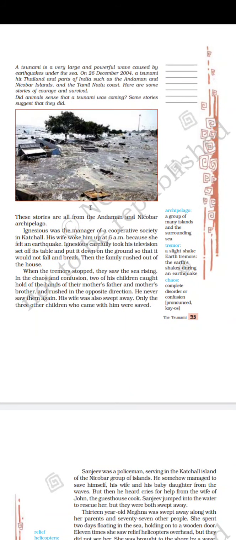A tsunami is a very large and powerful wave caused by earthquakes under the sea. That I was saying, right? So very large and powerful wave. Wave means sea wave, caused by the earthquakes under the sea, right? So when an earthquake happens under the sea, it causes big or gigantic waves, and that washes away everything, destroys everything.